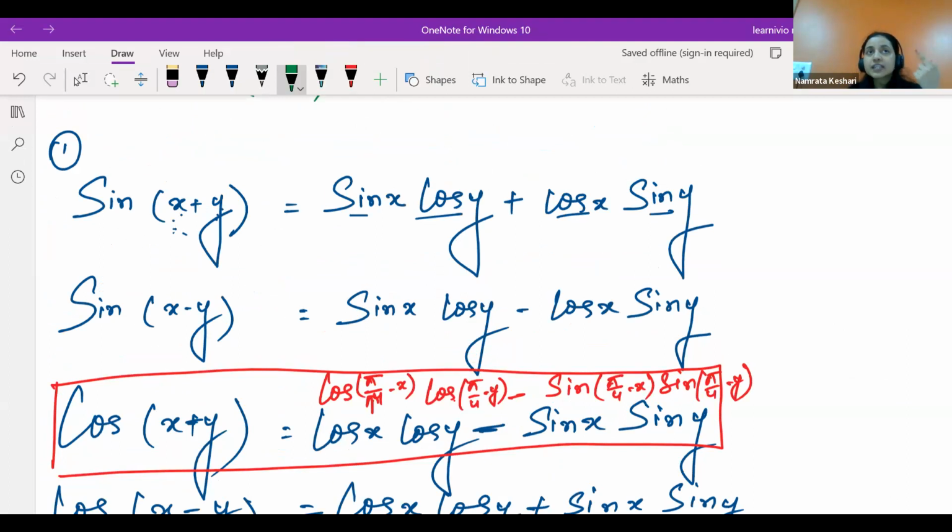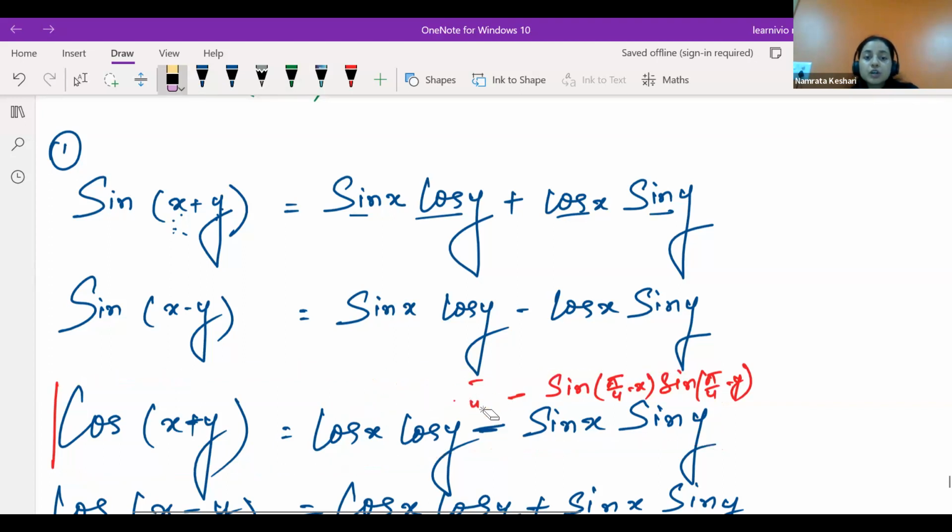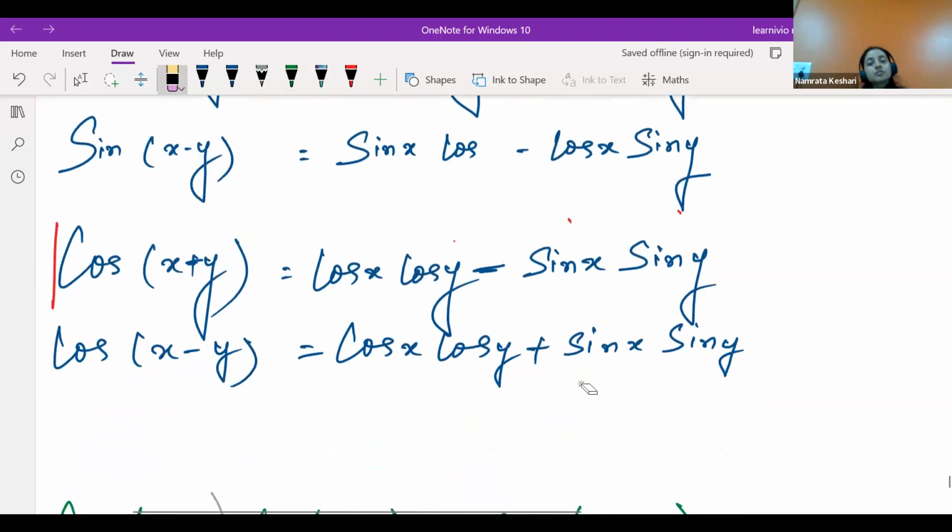Sin x plus y is sin x cos y plus cos x sin y. Sin x minus y is also the same: sin x cos y minus cos x sin y. However, for the cos, when there is a plus, minus will be there in between. But that time the formula is also getting changed in a huge way. You can see cos x plus y. The formula is cos x cos y minus sin x sin y. And cos x minus y is cos x cos y plus sin x sin y.